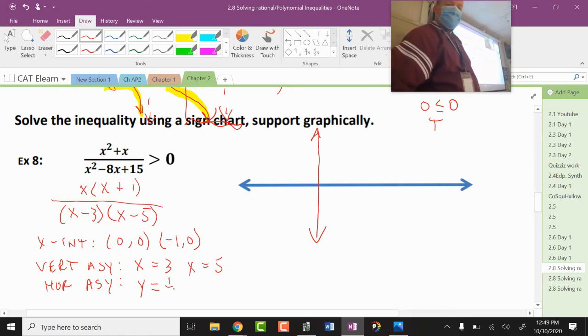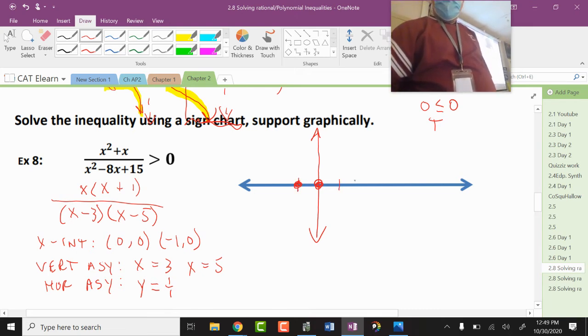1 over 1, which is 1. All right, I didn't draw anything. So here we go. 0, 0, -1, 0. And then we're way over here. 1, 2, 3. And we got a real big trick on this one. And I'm sure you know how to type it in the calculator.